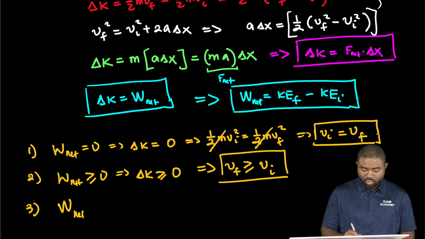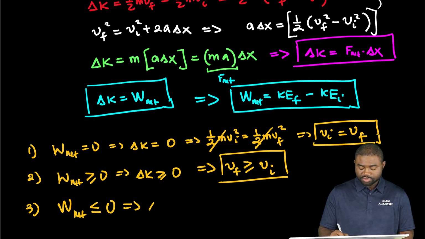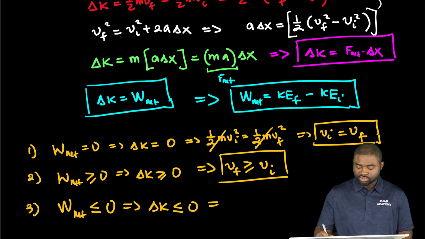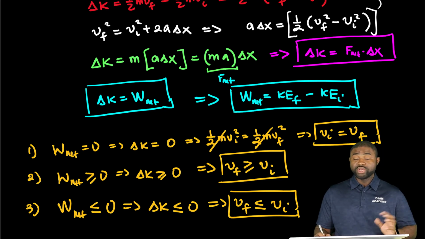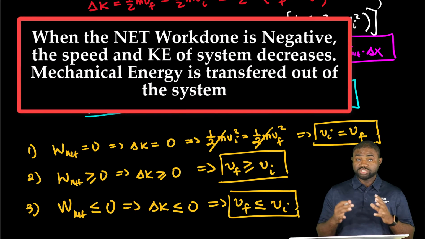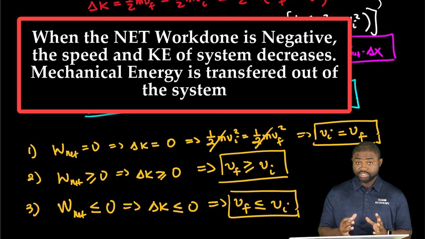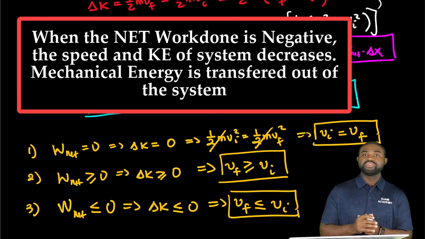Now the third point I want to make is, if the net work done is less than or equal to 0, this means that the change in kinetic energy is less than or equal to 0, which means that v final is less than or equal to v initial. What does this all mean? It means that when the net work done on a system is negative, the speed of the system decreases.